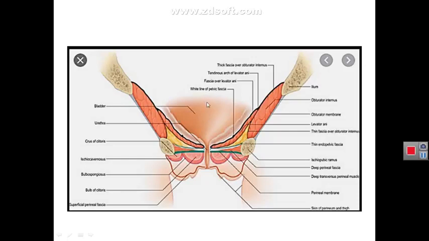This is the urinary bladder in the true pelvis of the female. You can see obturator internus from the lateral wall of the true pelvis, while levator ani and coccygeus form the floor that is also forming the roof of the perineum. I think by now you know what the perineum is, the space of the perineum.